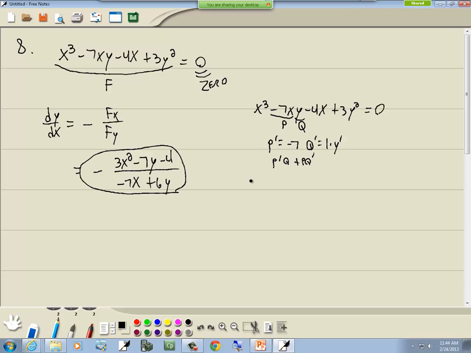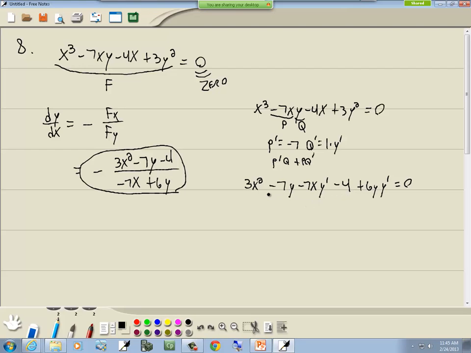So the derivative of x to the third is 3x squared, and then p prime, which is negative 7, times q, which is y, plus p, which is negative 7x, times q prime, which is y prime. The derivative of negative 4x is negative 4. The derivative of 3y squared gives you 6y, but then we have to add on our y prime. Again, anytime you're taking the derivative with respect to x and you've got a different variable, you have to add on your y prime or your dy dx.